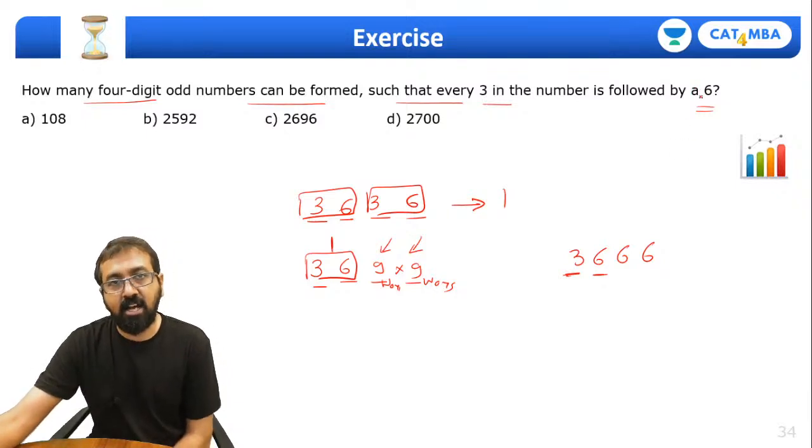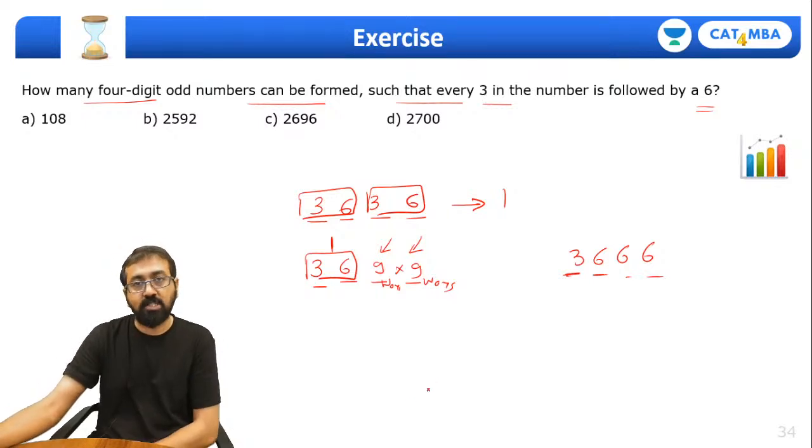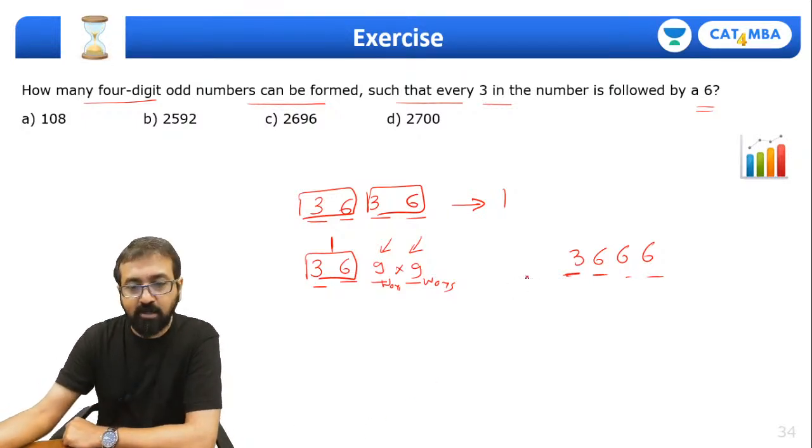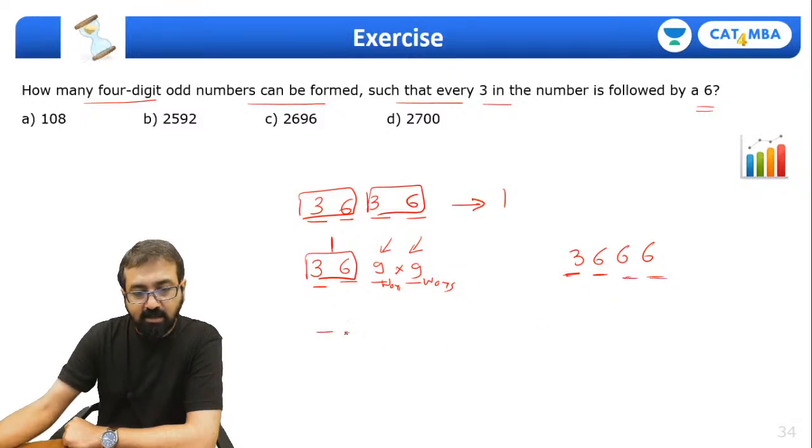Exactly is not mentioned here. If it had said exactly one 6, we couldn't put two 6s over there, right? So it is always subject to interpretation. So we are assuming that we can put the 6 over here. Now this 3 6 can be over here also.